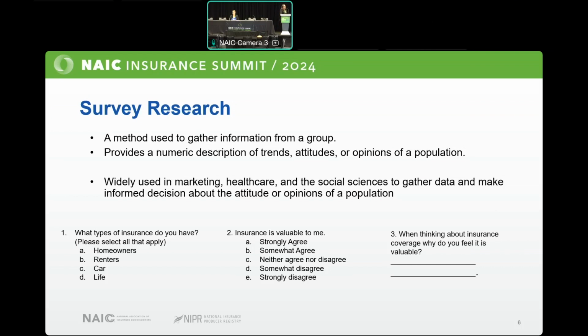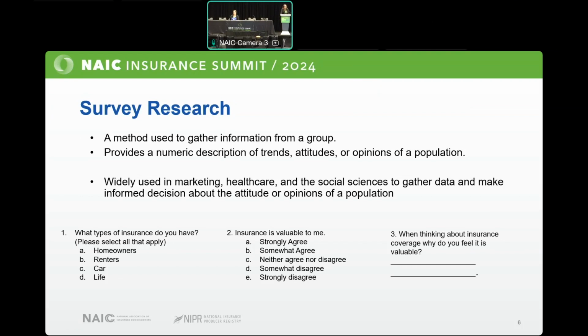So we can do this in a way where we're gathering information that's just going to give us a numeric description or some trends. And that's an example in question 1. So if you're looking at question 1 on the screen here, we're asking just what types of insurance do you have? So I can send this survey out to a certain population of people and find out what different types of insurance they carry. I might be able to look at that by different demographic criteria if I wanted to.